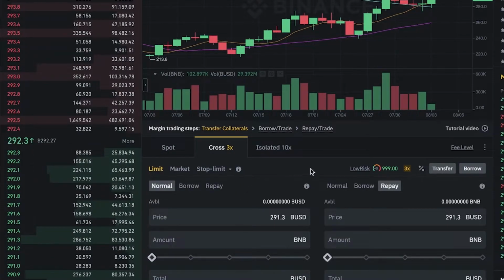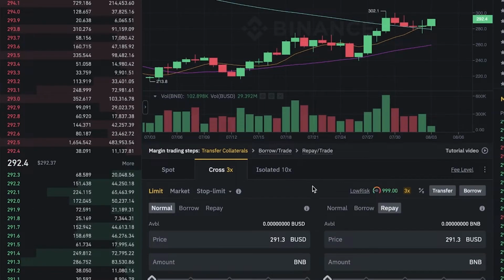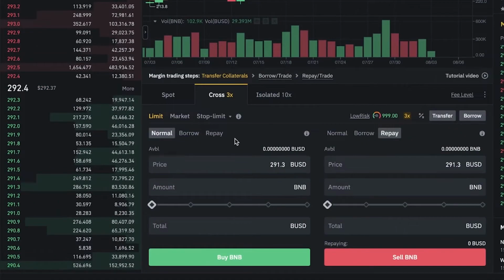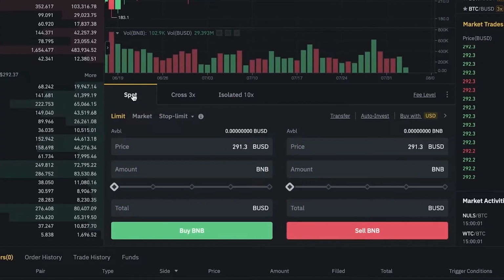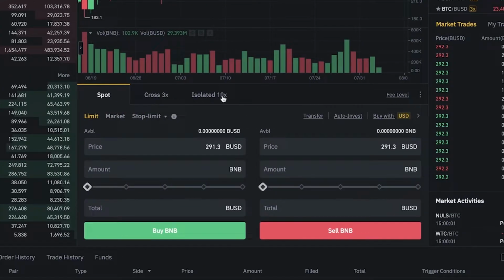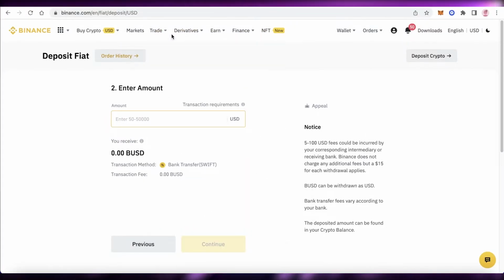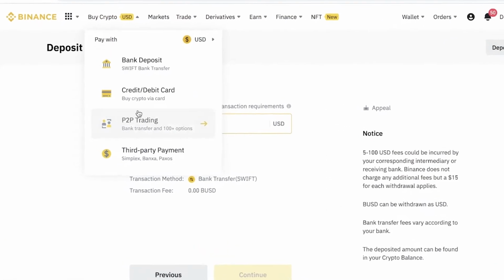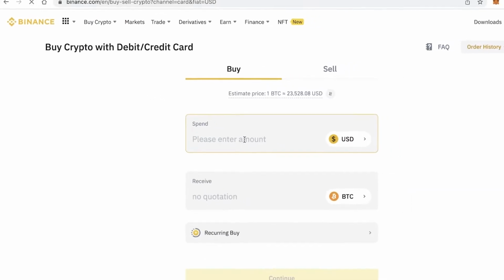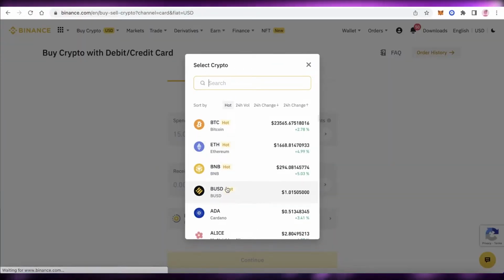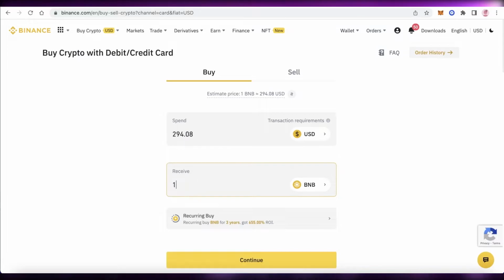Now, to get the lowest price possible for BNB on Binance, you're going to click on spot over here. And don't go with isolated or cross 10x. That is totally different from what you're wanting to do. And just to remember our trade with a credit card, if we buy 1 BNB, we're getting the price of $2.94.